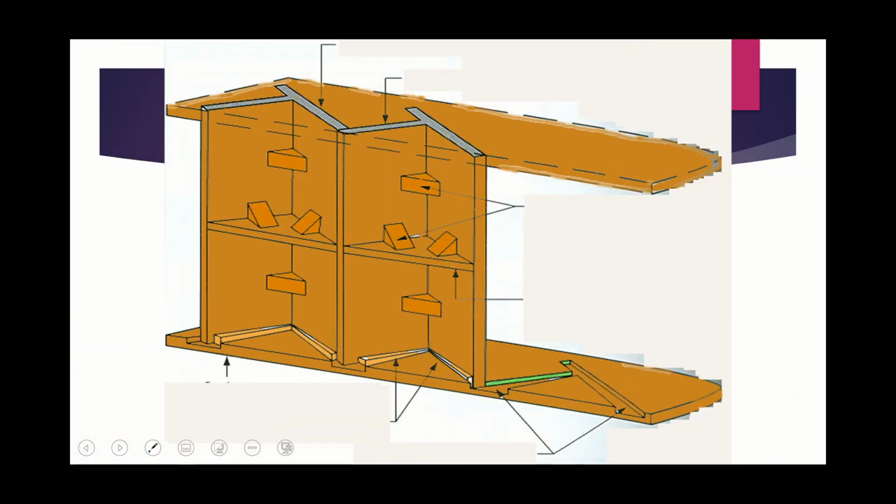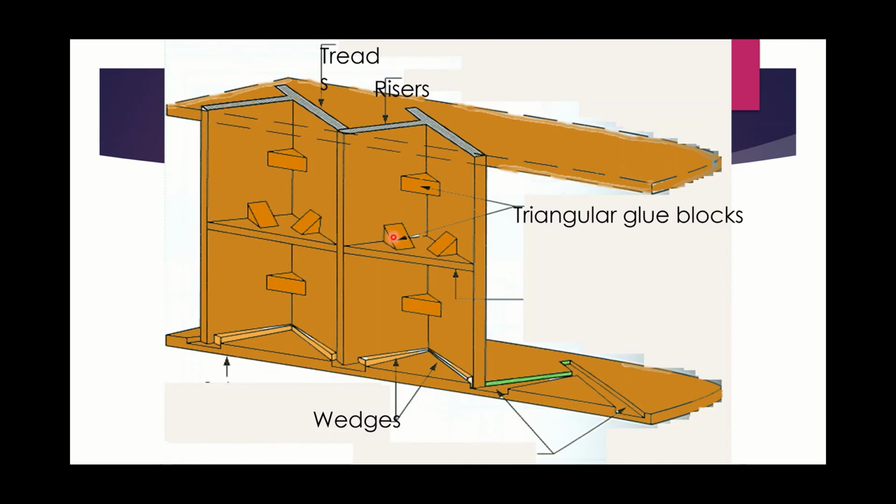That's the underside of a set of stairs. We have the treads, the risers, the triangular glue blocks. There's some extra glue blocks on this one here. And the wedges, you can see there's space there. The wedges are hammered in to kind of tighten up.